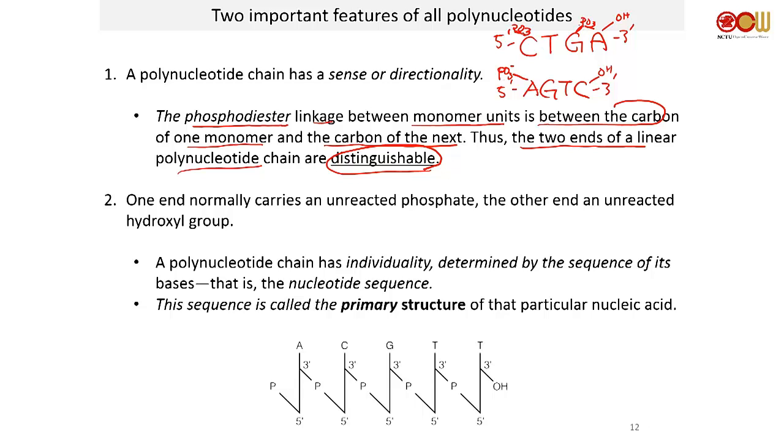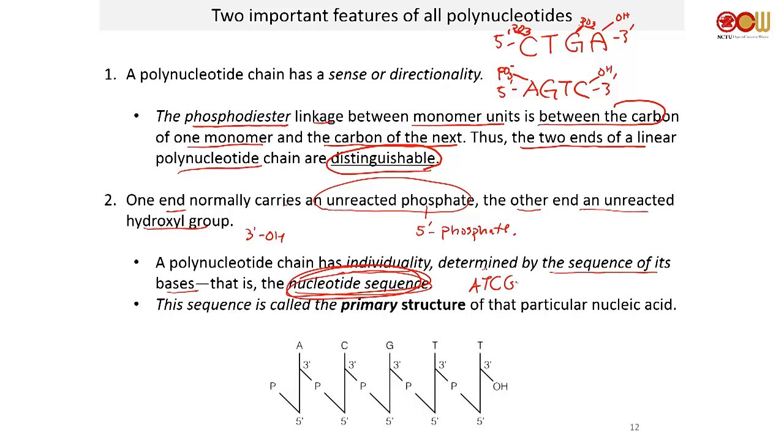So DNA has a direction. One end normally carries an unreacted phosphate, the 5' end. The other end carries an unreacted hydroxyl group, the 3' OH. Okay? So a polynucleotide chain has individuality determined by the sequence of its bases. That is the nucleotide sequence. All this is saying is A, T, C, G, G, C, and so on.